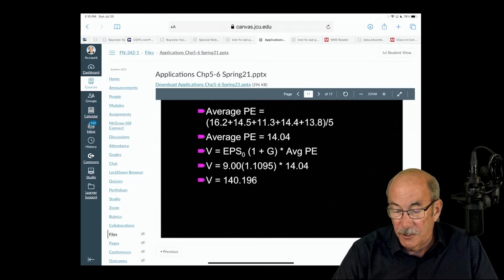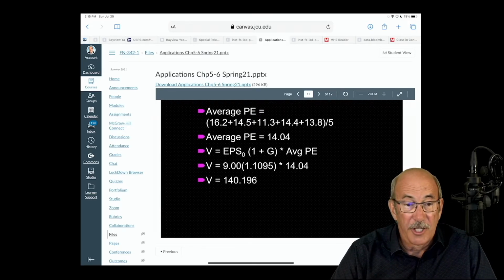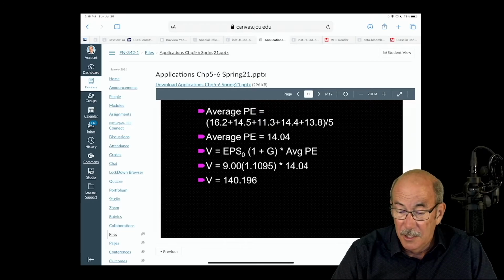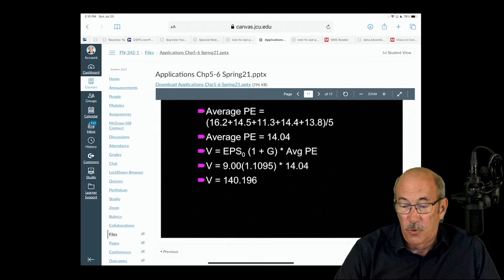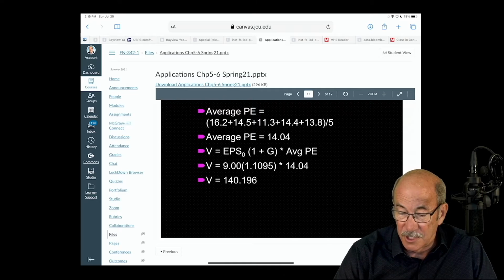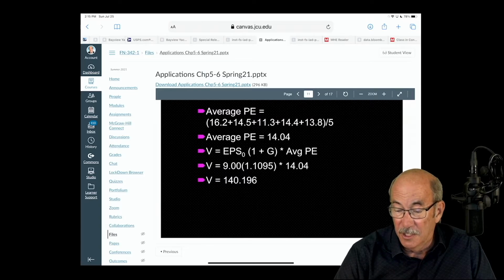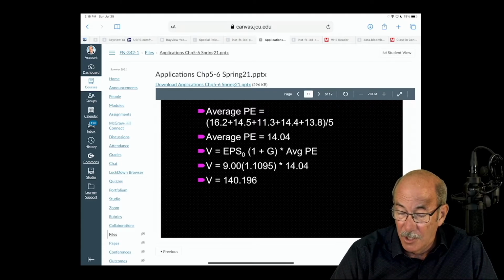So here in this first line, you're calculating that average historical PE. That's from 2014 to 2018. So this 16.2 would be 2014, 14.5 for 2015, 11.3 for 2016, 14.4 for 2017, and 13.8 for 2018. We've got 5 years, so we just divide that by 5. We come up with 14.04.